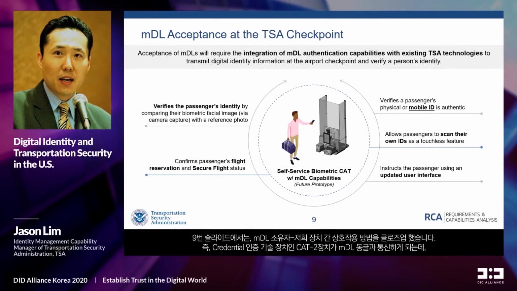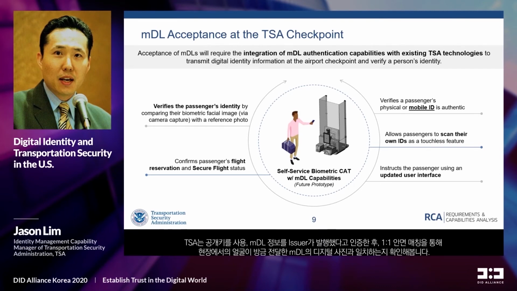So moving on to slide 9. This slide is a close-up of what happens when an MDL holder interacts with that device that you see, which we call a credential authentication technology device, a CAT2 device, with the MDL dongle. Basically, as I just explained, you would present the MDL on your smartphone and transmit the license information to TSA using the dongle. TSA would then use the public key, right, to authenticate the MDL information as having been issued by the issuing authority.